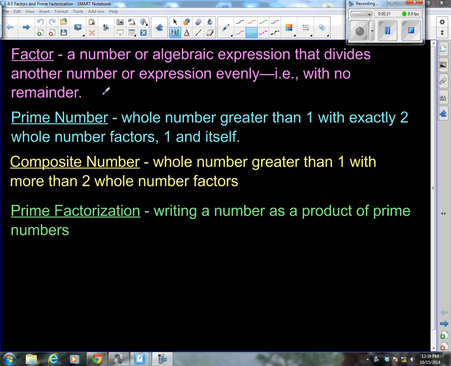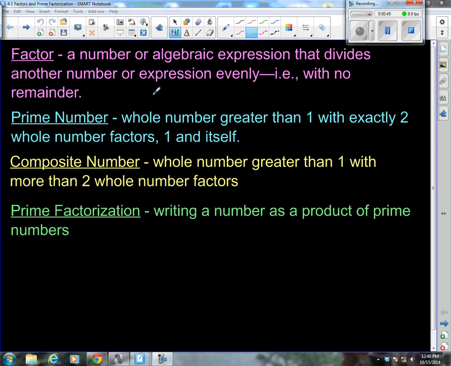So let's look at the word factor. Formal definition: a number or algebraic expression that divides another number or expression evenly. In other words, 2 goes into 4 evenly, so 2 is a factor of 4. 4 goes into 16 evenly, so 4 is a factor of 16. If a number divides evenly into another number, it is a factor of that number, okay? Pretty easy stuff.